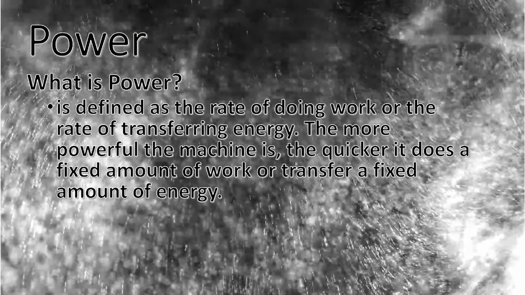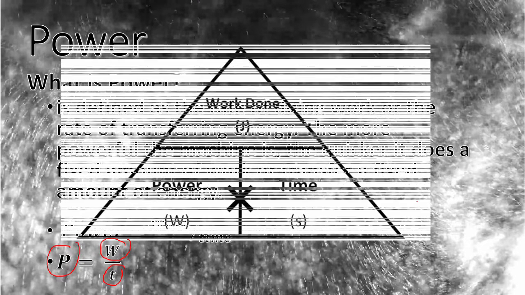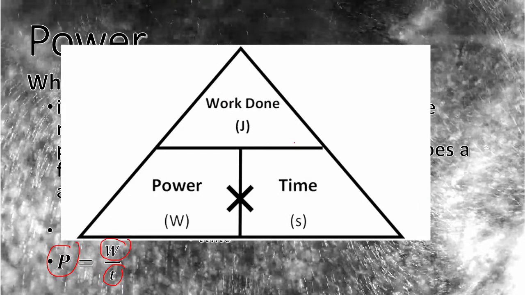So what is power? It is defined as the rate of doing work or the rate of transferring energy. The more powerful the machine is, the quicker it does a fixed amount of work or transfers a fixed amount of energy. So from this definition itself, we can say that power is equal to work over time, or as the symbol says, capital P equals capital W over time. So work over time is our power, and this is a power triangle.